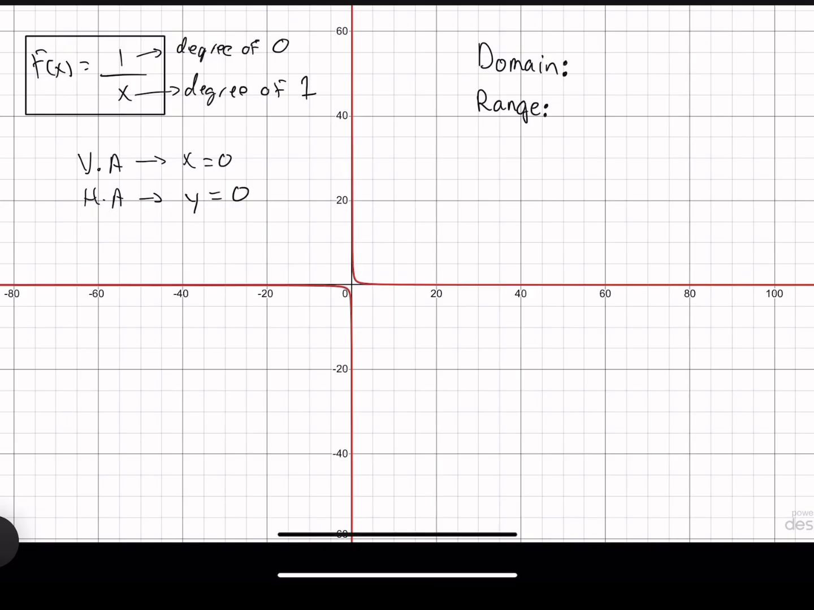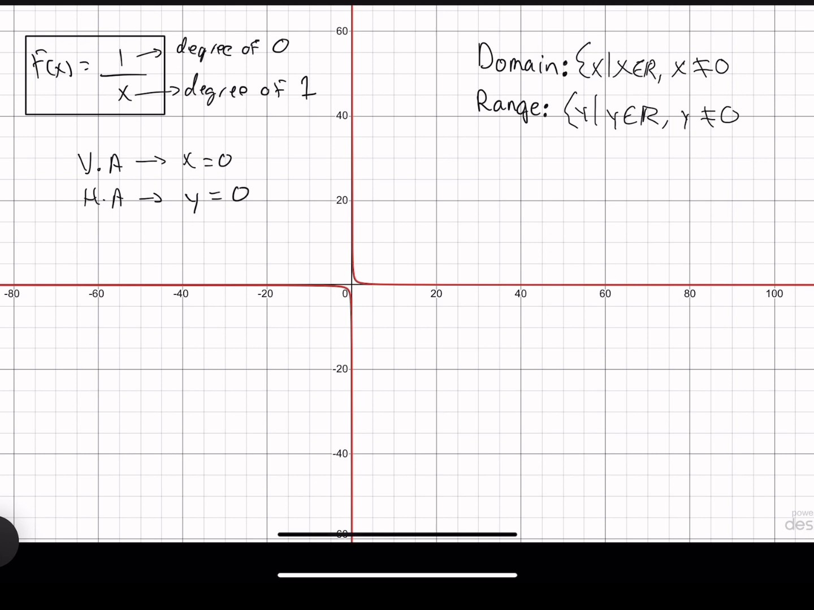Now, if we're writing the domain using set builder notation, we could say x, in the set of x such that x is all real numbers, where x cannot equal 0. And this is set builder notation. We can also say the same for the range, where all values of y such that y is all real numbers and y cannot equal 0.